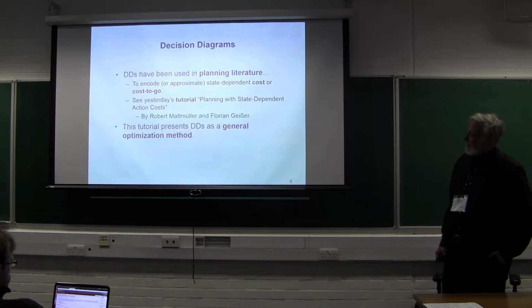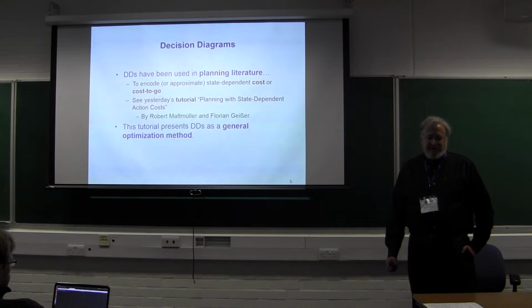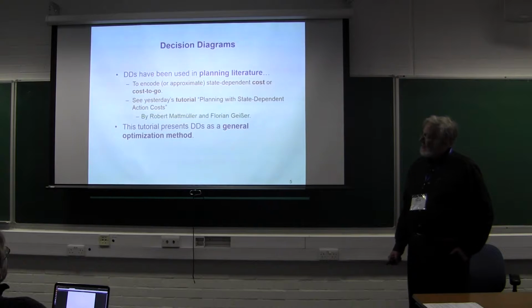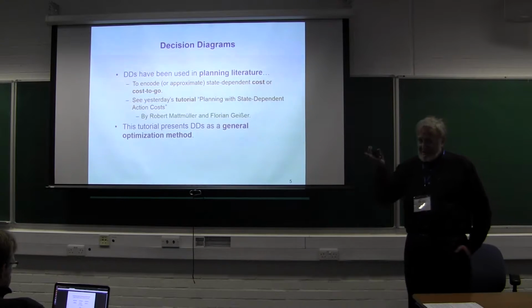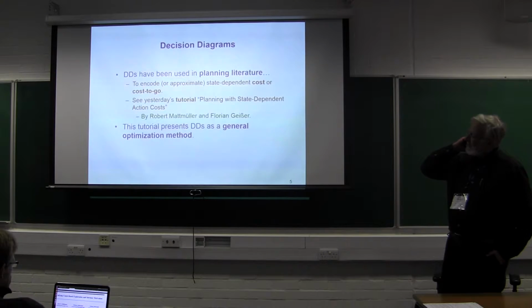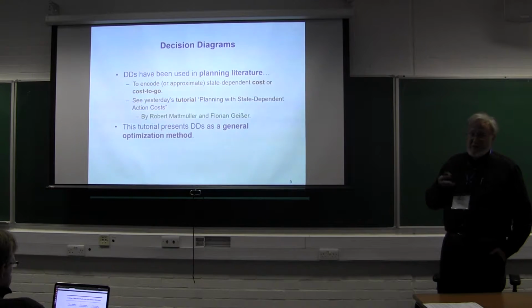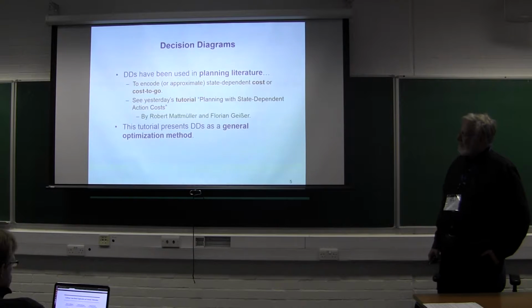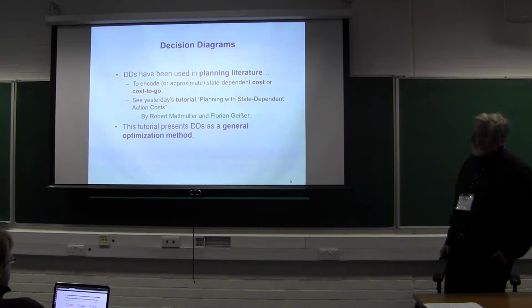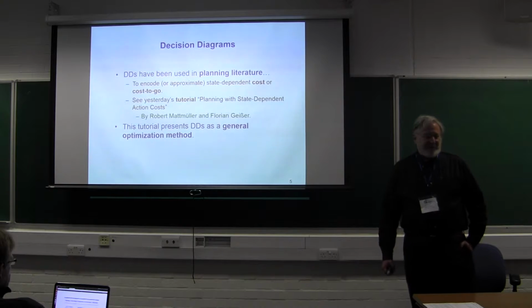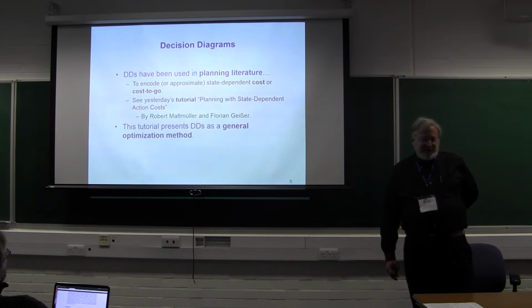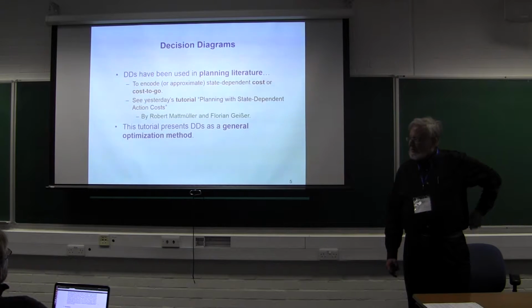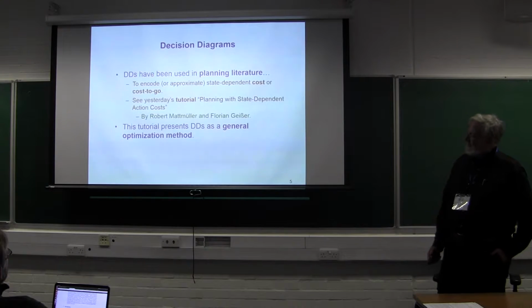Okay. So decision diagrams have been used in planning and scheduling literature, mainly to encode costs, cost functions, cost-to-go functions, state-dependent costs. In fact, there was an excellent tutorial yesterday on this topic. I assume that the video will be posted at some point. See the tutorial if you missed it. This approach that I'm describing will be different because it uses decision diagrams as a general framework for optimization as opposed to a technique for encoding costs and cost-to-go. Somewhat different approach.